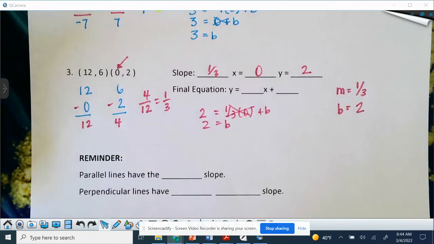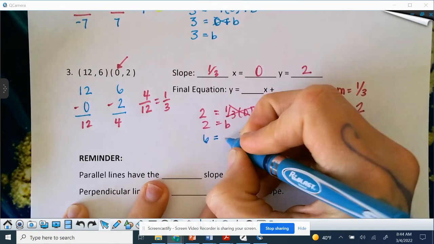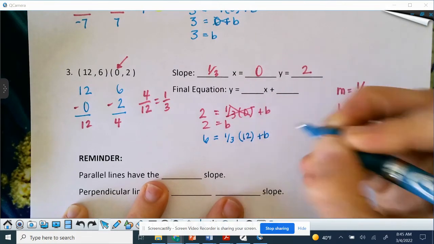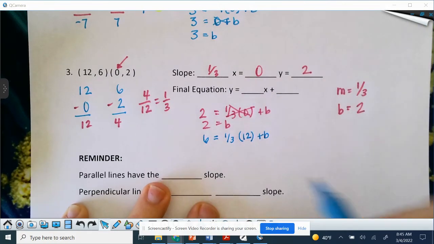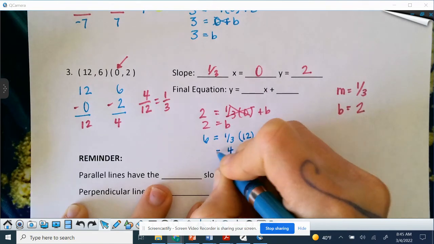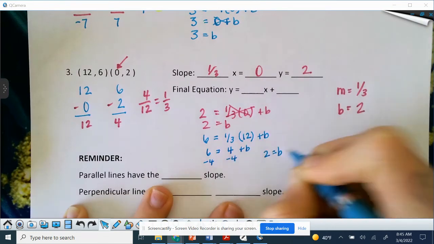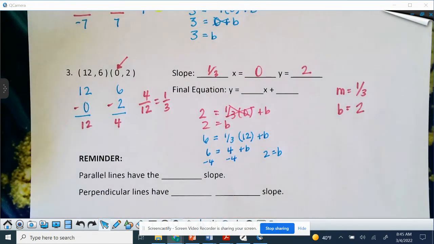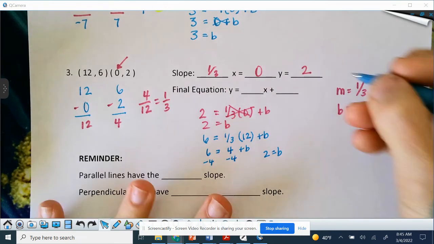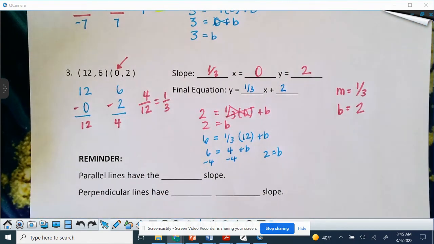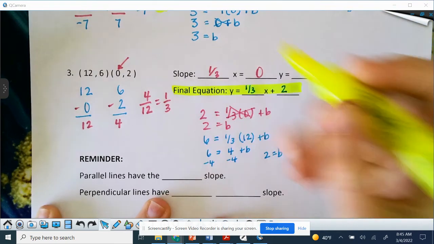And if you had used 12 and 6, so 6 is my Y, 1/3 of 12 plus B. So Y and X in the right place. So 1/3 of 12 is going to be 4. I'm going to subtract 4 from both sides. So 2 equals B that way too. You should always get the same y-intercept no matter which coordinate you use because they're part of the same line. So our slope is 1/3 and our y-intercept is 2. And we now have written that equation in slope-intercept form using all of our parts that we had to solve for.